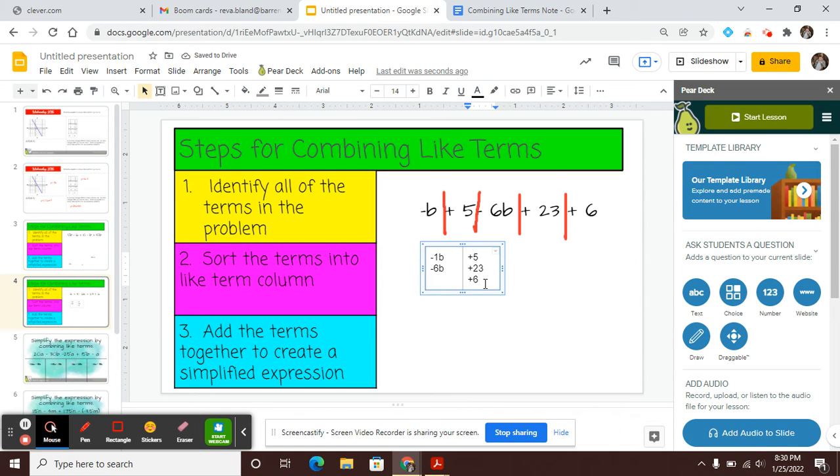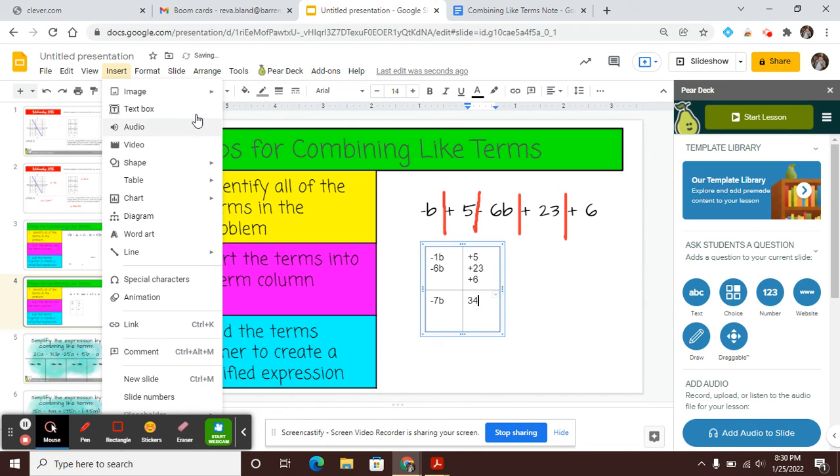So now I'm going to combine my terms so that I can write a simplified expression. I do -1 plus -6, and I'm going to have -7b. I do 5 plus 23. I'm going to have 28. 28 plus 6 is going to equal 34. So that's positive 34. And then we write our simplified expression just by using those two terms that I have left over.